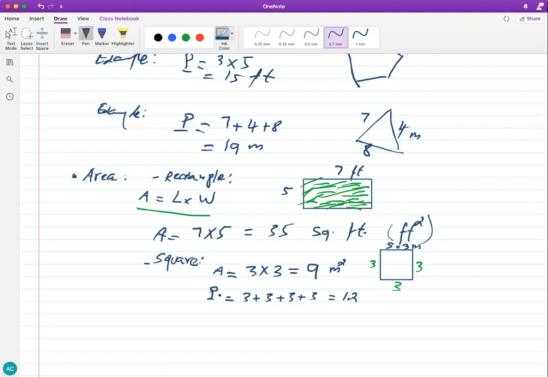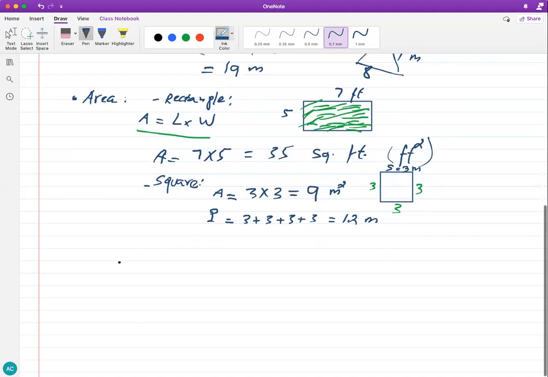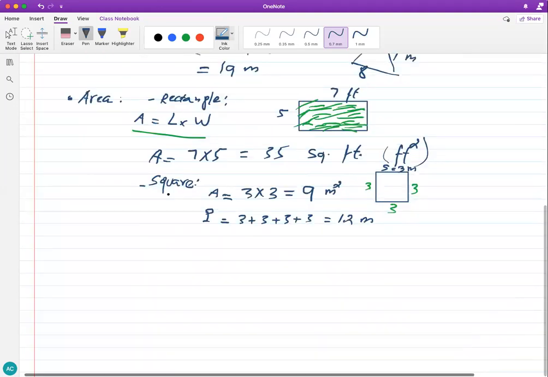This is the perimeter. Do we need to square the unit for perimeter? No, just write meters, 12 meters. So for area, just multiply the two sides. This works for both rectangles and squares. And for perimeter, we just need to add all the sides all around the shape. So the area is inside, the perimeter is all around. That's for rectangles and squares.